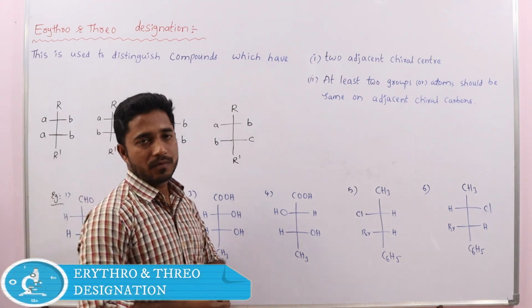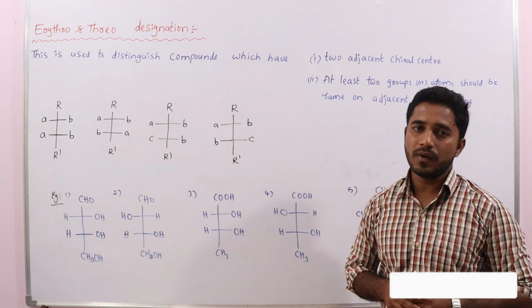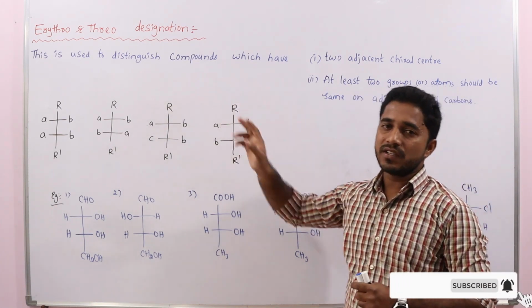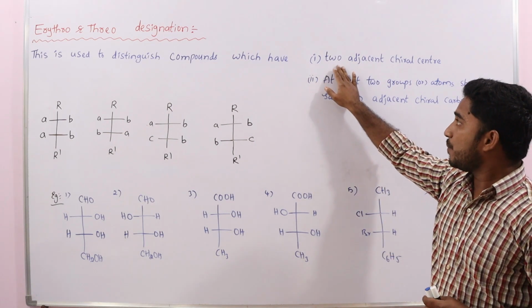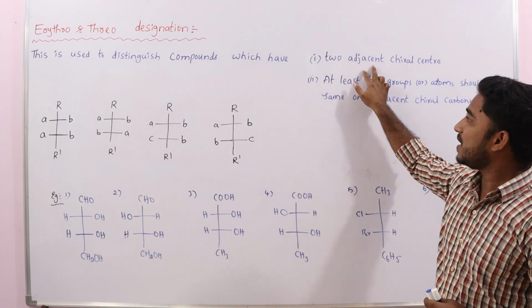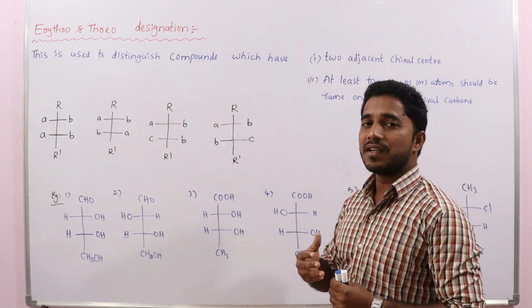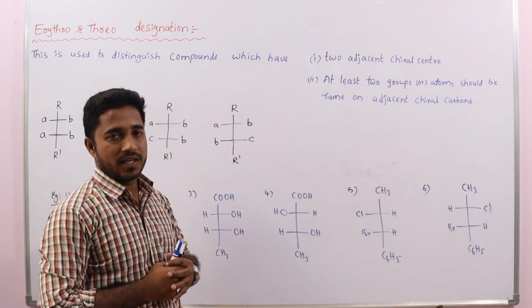Students, in this class I am going to discuss Erythro and Threo designation. To give Erythro and Threo designation, two conditions are very important. The first one is that the compounds contain two adjacent chiral centers. Only for compounds with two adjacent chiral centers can we apply this Erythro and Threo designation.